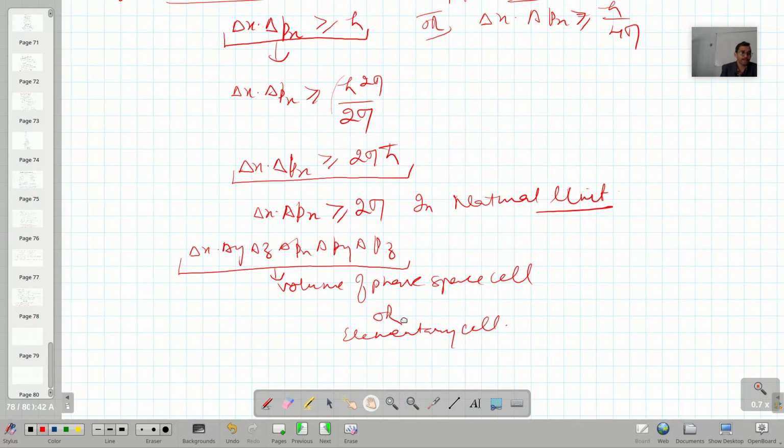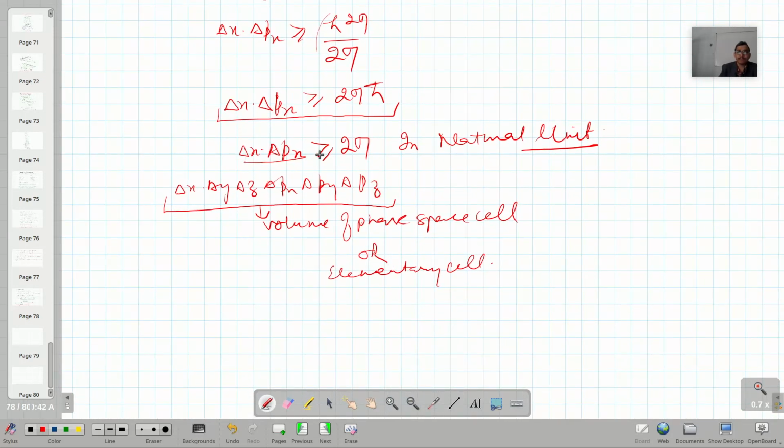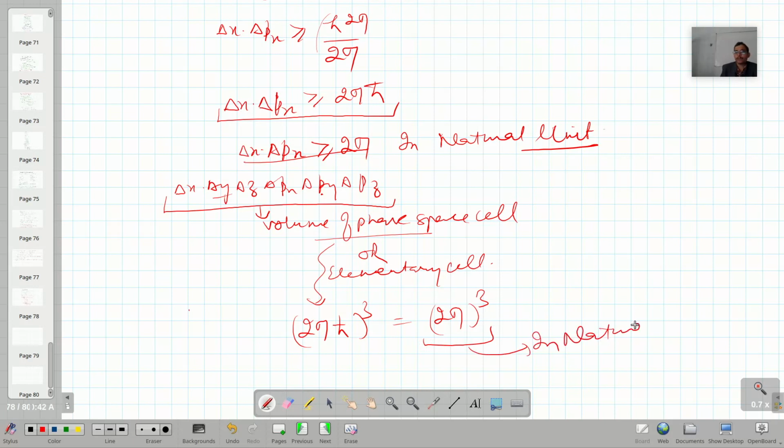And since this part is equal to 2 pi, and delta y and delta py is also 2 pi, and delta z and delta pz, therefore the volume of the phase space cell is equivalent to 2 pi h cross raised to power 3, or we can write it as 2 pi raised to power 3 in natural units. So this we have to keep in mind.